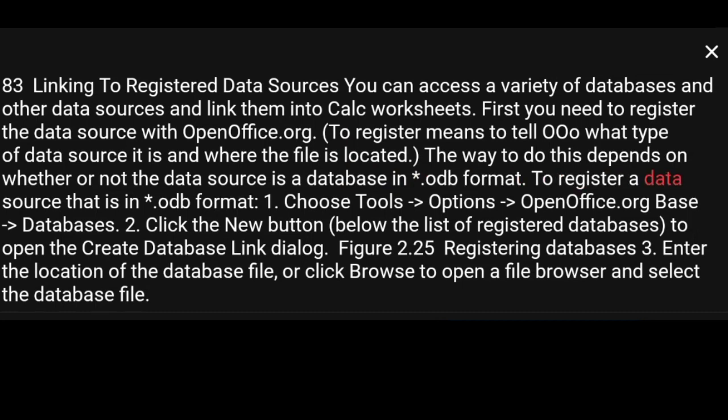To register a data source that is in *.odb format: 1. Choose Tools, Options, OpenOffice.org Base, Databases. 2. Click the New button below the list of registered databases to open the Create Database Link dialog. Figure 2.25: Registering databases. 3. Enter the location of the database file, or click Browse to open a file browser and select the database file.